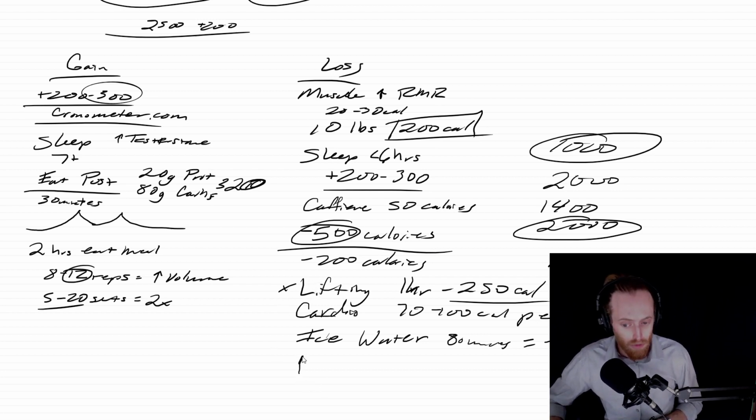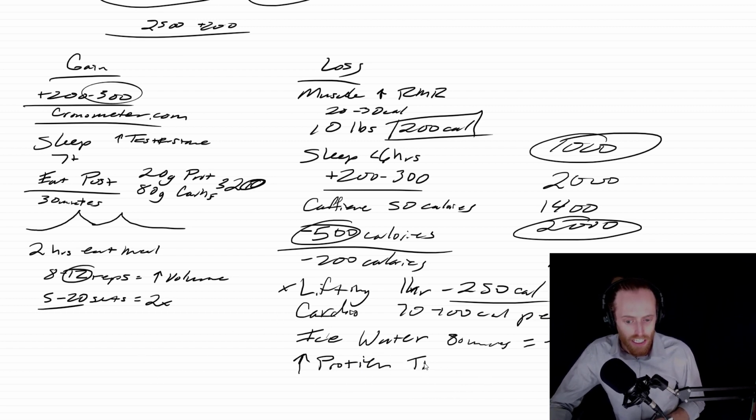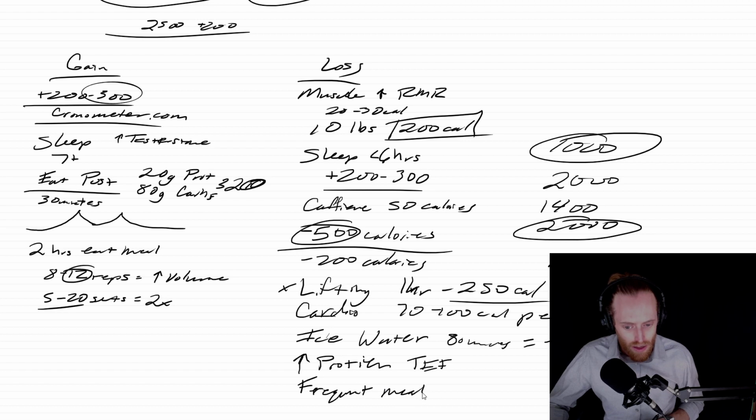What else? We can also increase our protein intake. So protein actually takes more calories to digest, and this is called the thermogenic effect of food. A higher protein diet will actually burn more calories in the process of breaking down that protein. You can also eat frequent meals. That kind of just keeps your digestive system working, and that can help you potentially lose some weight as well. So, who knows how much this would be, maybe 50 to 100 calories, depending on how much protein you are actually eating.